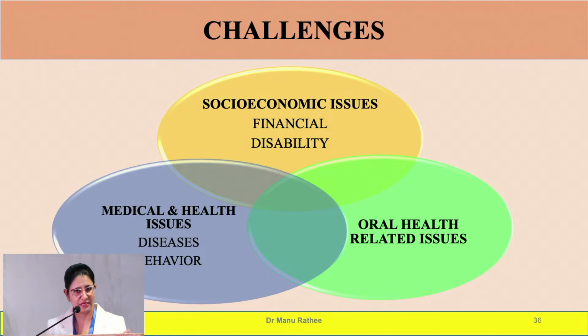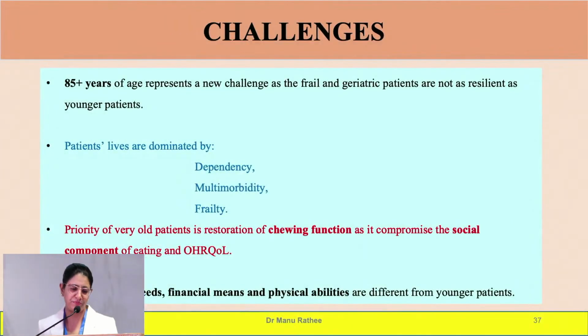So primarily, we can categorize our challenges into three categories: the socioeconomic issues, medical and health issues, and oral health related issues. Many of these challenges are not there for us with the adult age group patient, and they are only with the geriatric patients. And 85 plus years of age represents a new challenge, as the frail and geriatric patients are not as resilient as the younger patients.